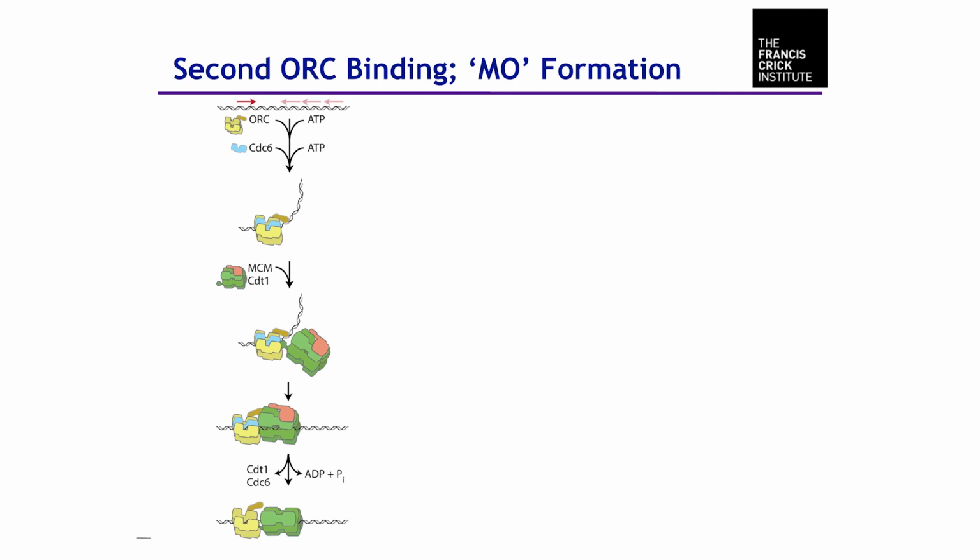Okay, so the problem here is we've loaded the first hexamer. We know that that B2 element is going to be important for ORC binding, but the problem is that the B2 element is underneath the MCM hexamer that's been loaded. So what has to happen now is that somehow ORC has to release from DNA. And the way we think this happens, and I have to say this is still a slightly weak point in the model that doesn't have a lot of experimental evidence for it.